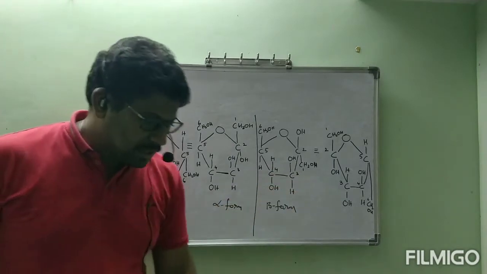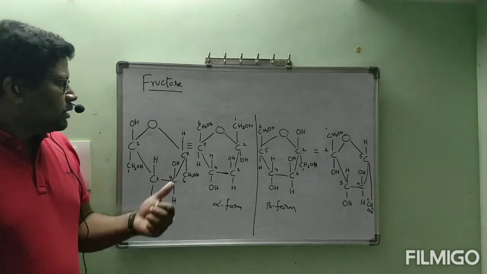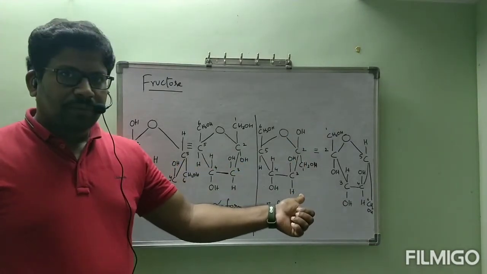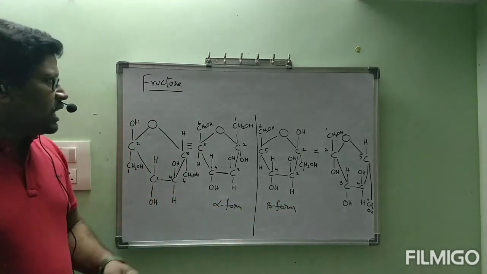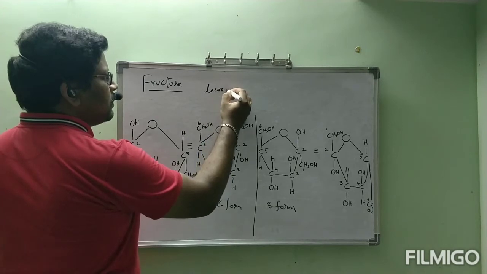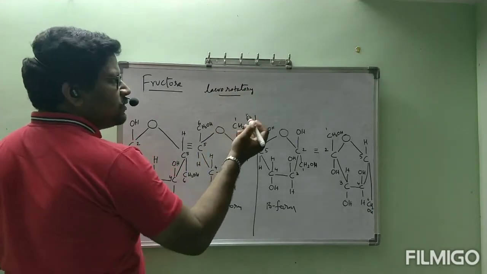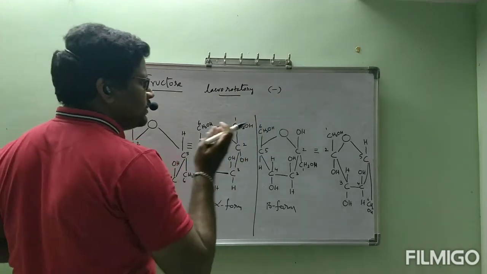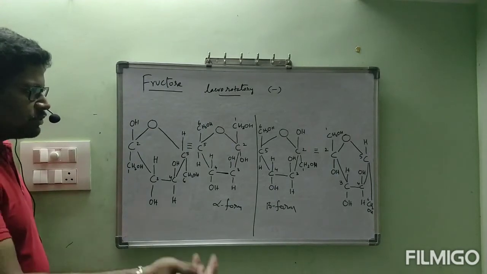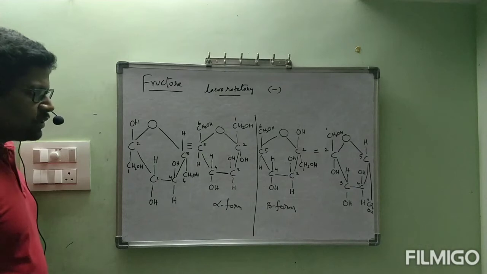Now, a little bit I would like to recall this one. This is the alpha form of fructose and this is the beta form of fructose. Fructose is levorotatory, so it is represented by minus. Now I would like to go through the continuation of this. Before that, I hope you are very clear about how to write these structures.